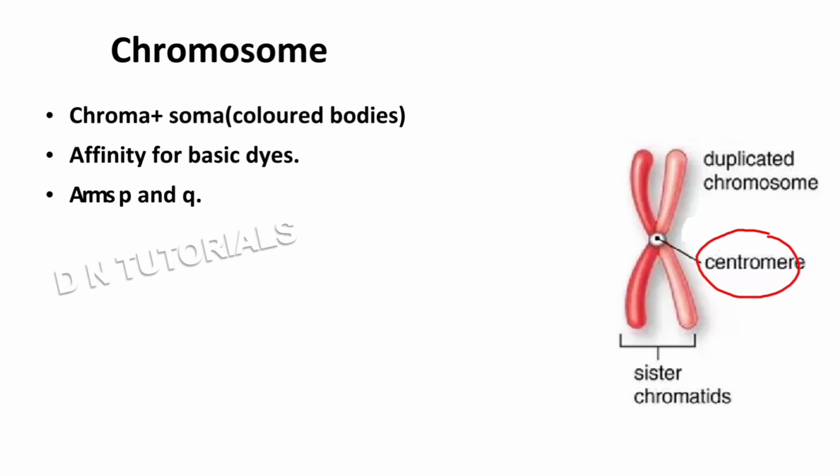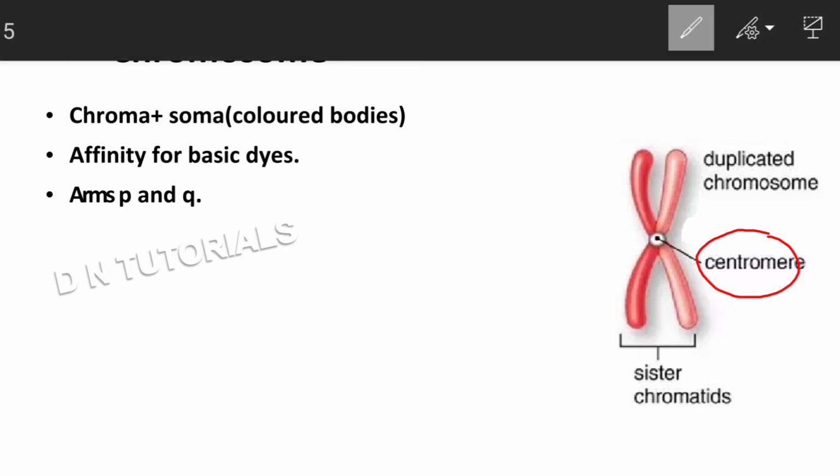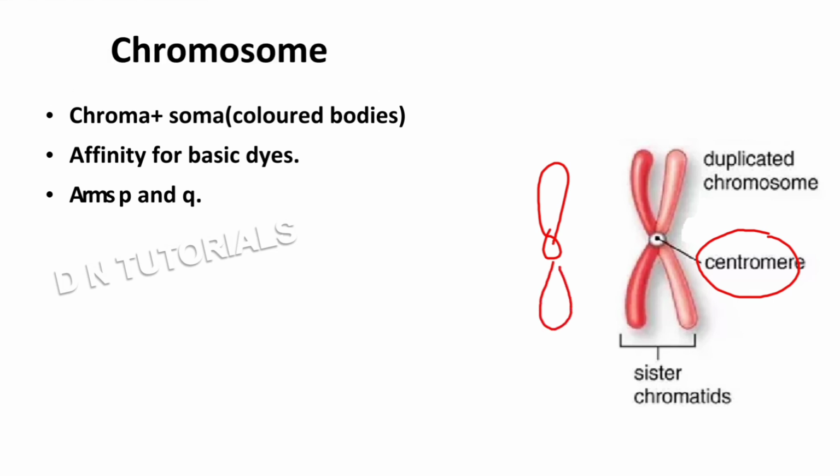Now in this duplicated chromosome, children, how many sister chromatids can you see? We can clearly see two sister chromatids in the duplicated chromosome. Suppose I draw a chromosome like this, how many sister chromatids can you see in this picture? We can see only one single chromatid in picture number 1 that I have just drawn.